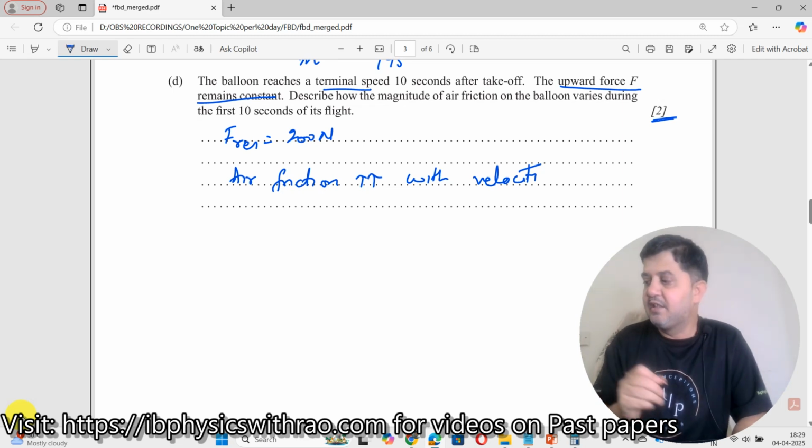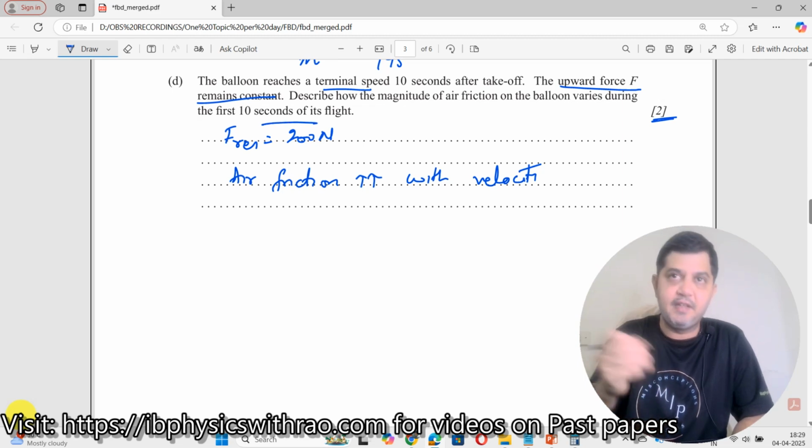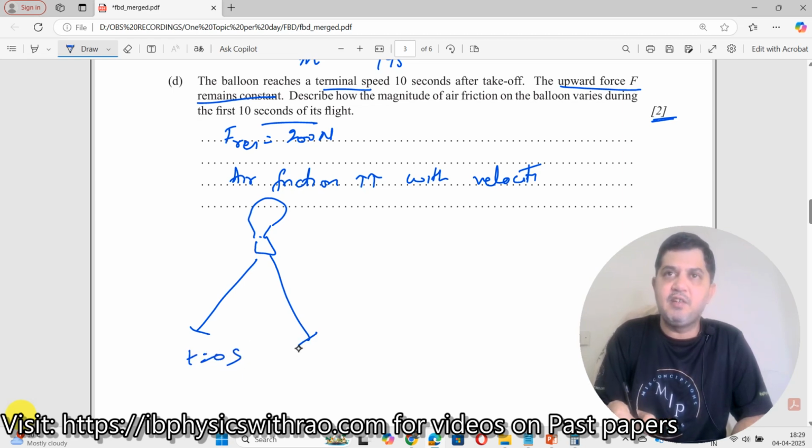You can say that. Then you need to describe how the magnitude of the air friction on the balloon varies during the first 10 seconds of its flight. How does it vary? Initially, the thread connected to the balloon is cut. At t equal to 0 seconds, what was the velocity of the balloon when it just took off? It was 0 meter per second.